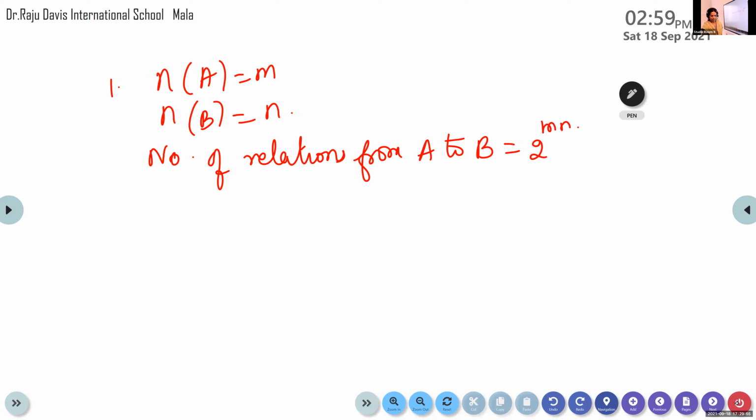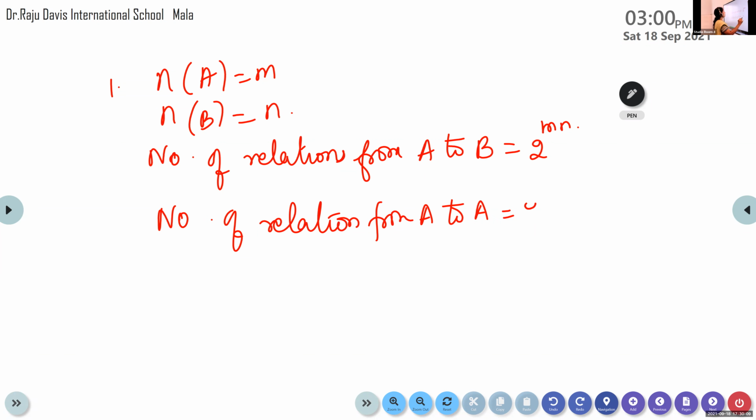Okay, this and all we have learned. Okay, it is A to B. Again, if it is from A to A, what will you write? The number of relations from A to A means n into n, isn't it? So if A is a set having n elements, the number of relations from A to A is 2 raised to n square.